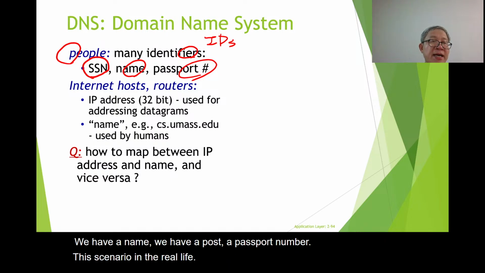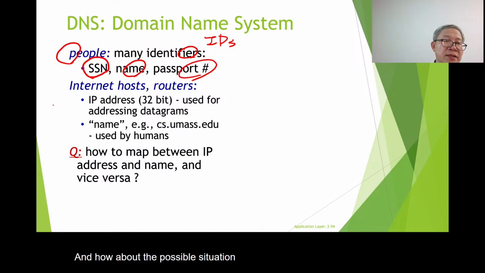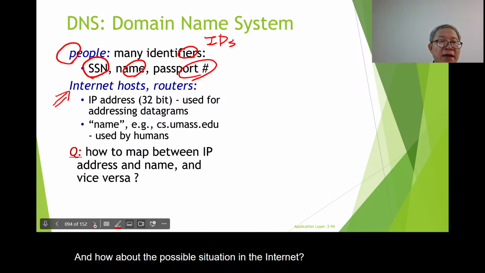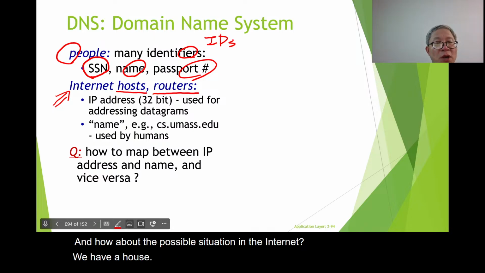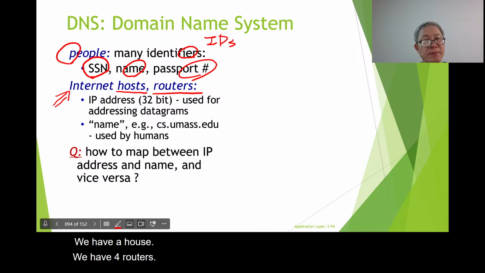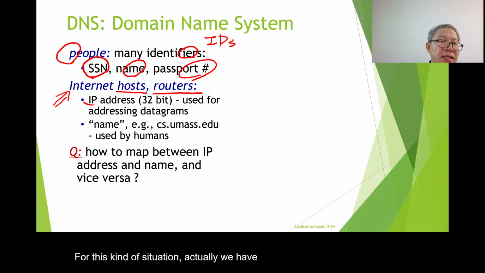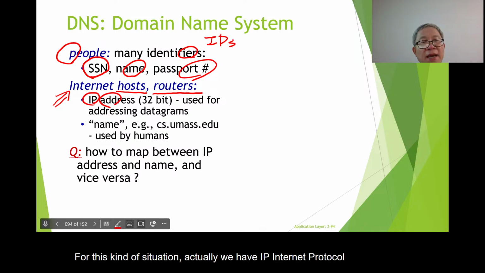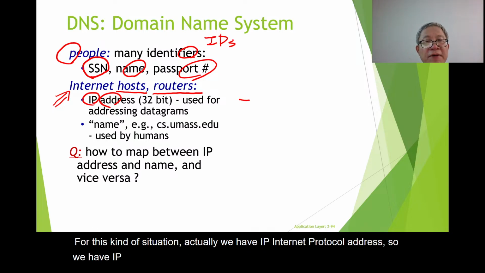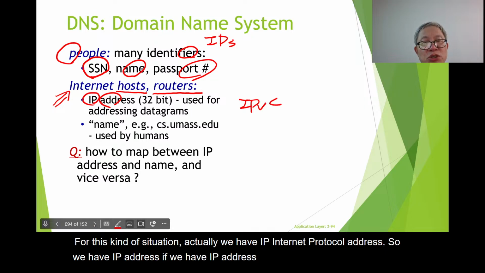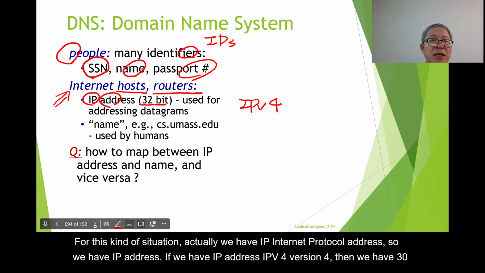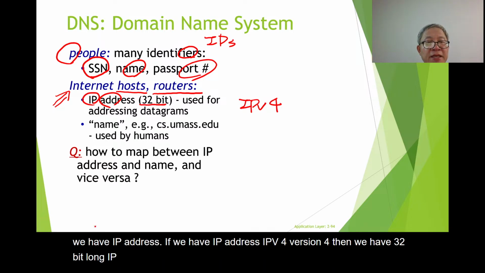And how about the possible situation in the internet? We have hosts. We have routers. For this kind of situation, actually we have the IP, Internet Protocol address. If we have an IPv4, version 4, IP address, then we have a 32-bit long IP address. And this is used for addressing the datagram.